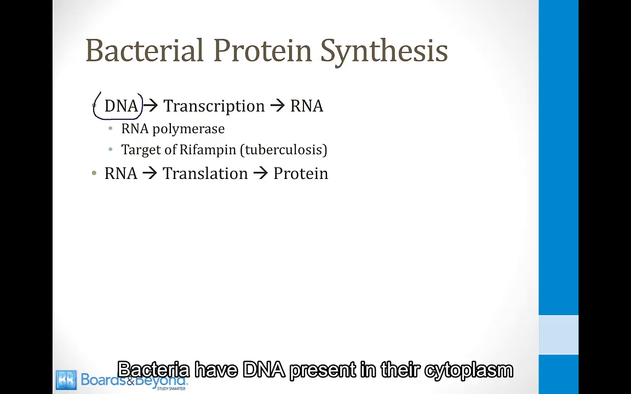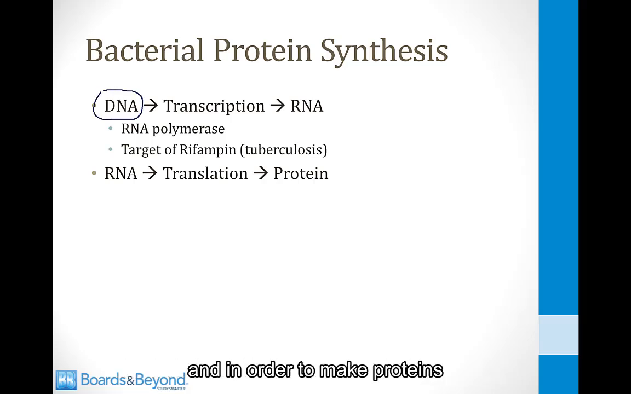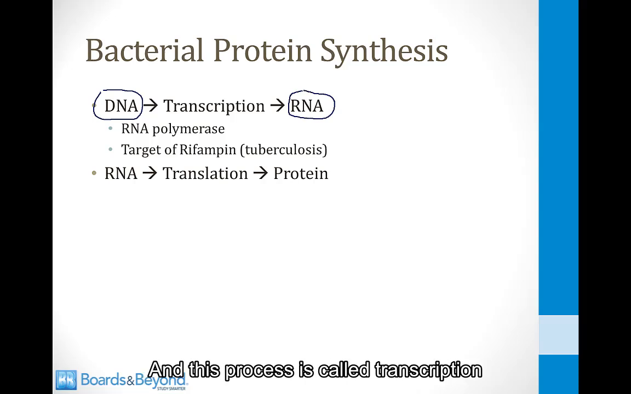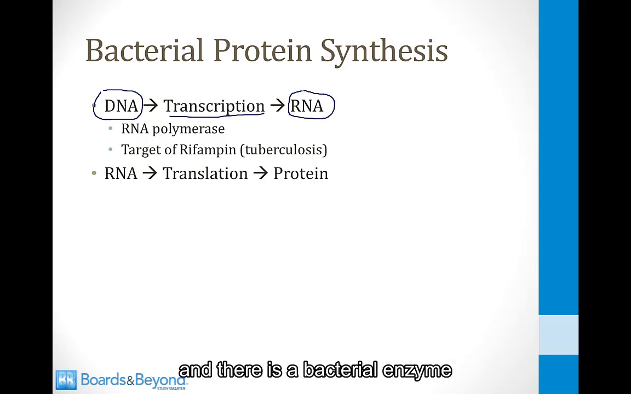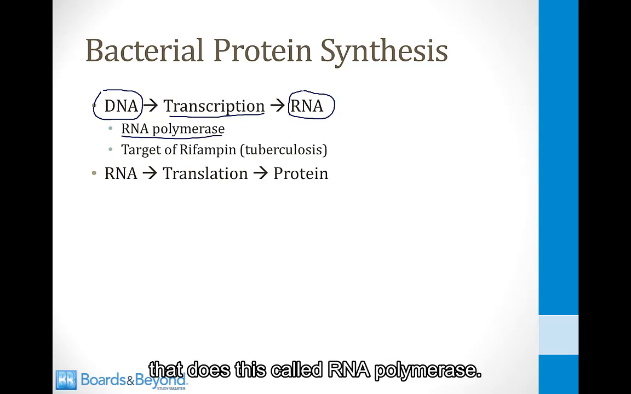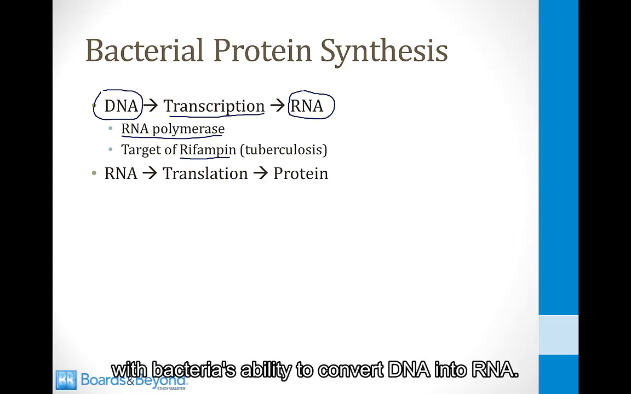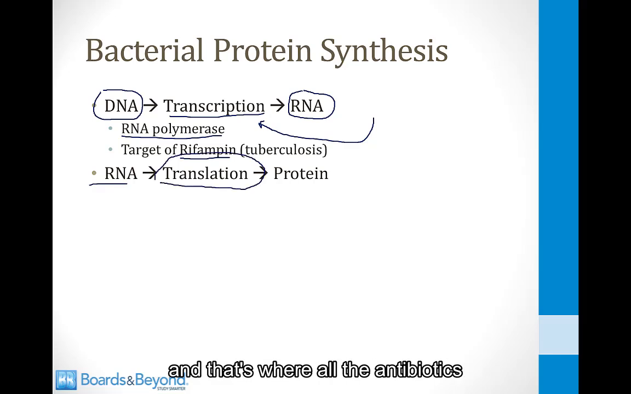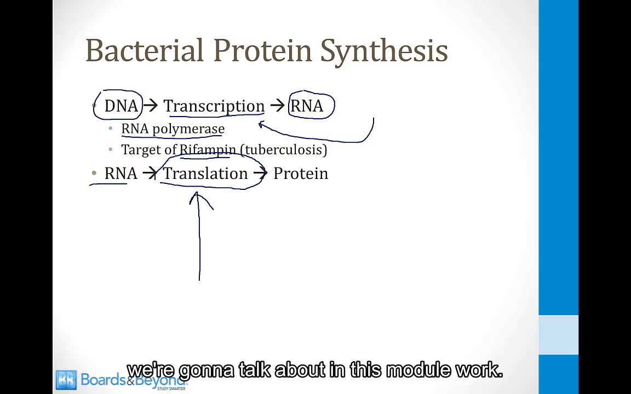Bacteria have DNA present in their cytoplasm, and in order to make proteins, they have to convert that DNA into RNA, and this process is called transcription. There is a bacterial enzyme that does this called RNA polymerase, and that is the target of a tuberculosis drug called rifampin. We're not going to discuss that today, but I want to point out to you that there are drugs that interfere with a bacteria's ability to convert DNA into RNA. Now, once the bacteria have made RNA, they convert it into a protein, and that process is called translation, and that's where all the antibiotics we're going to talk about in this module will work.